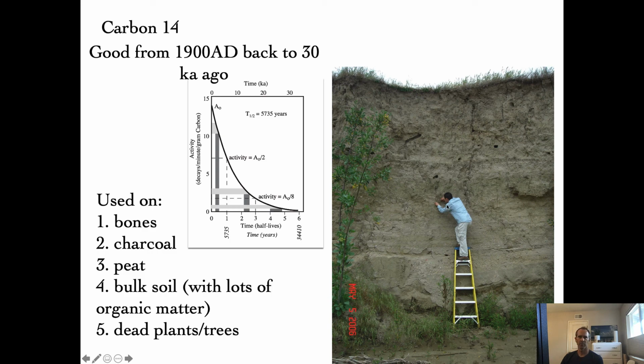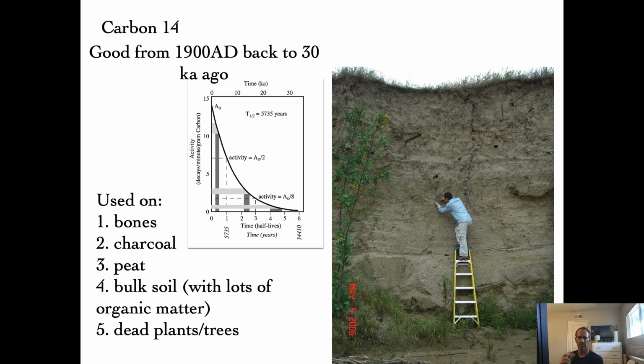The charcoal was probably produced from a forest fire and then got stuck in this sand as it was deposited. And we can use that to date and figure out how old this deposit is. So this can be used on bones, charcoal, peat. Sometimes if you have soil with a lot of organic matter, you can take a big chunk of it and filter that organic matter out, dead plants or trees. But again, this only goes back to 30,000 years.